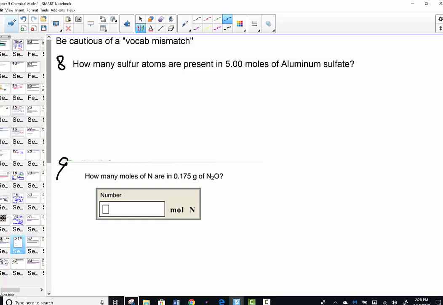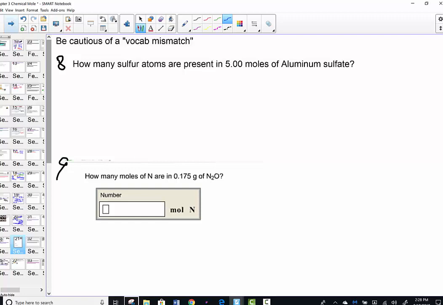I said let's be cautious of what we call a vocabulary mismatch. What I'm referring to is, I'm just reading it through, number 8 is a vocabulary mismatch. How many sulfur atoms are present in 5 moles of aluminum sulfate? I'm asked to count individual atoms of sulfur, but I'm given something much larger called a compound. When I see that, I know that it's a trigger for me, a word clue, that it's going to be a 2-step conversion factor, a vocabulary mismatch.